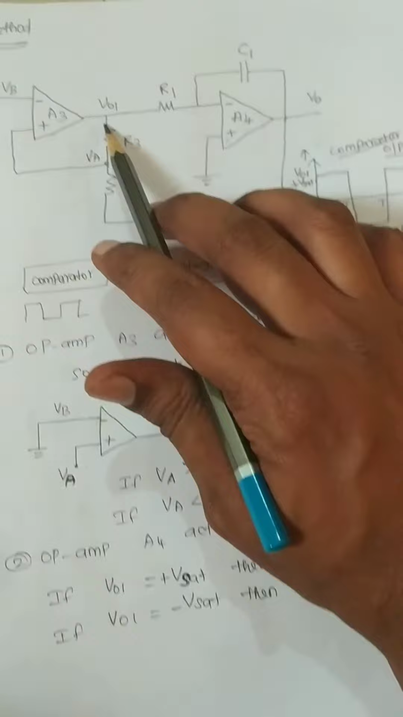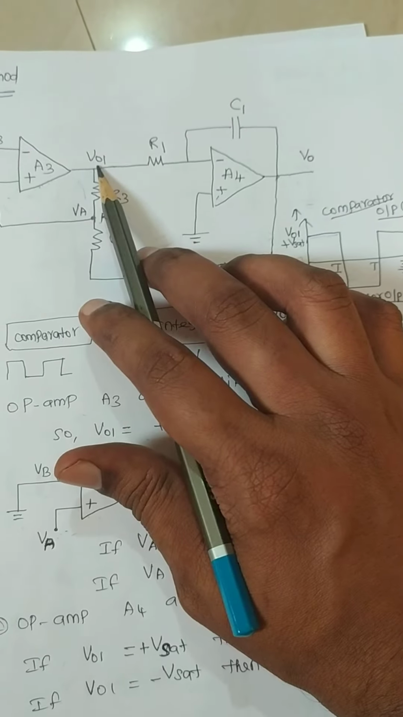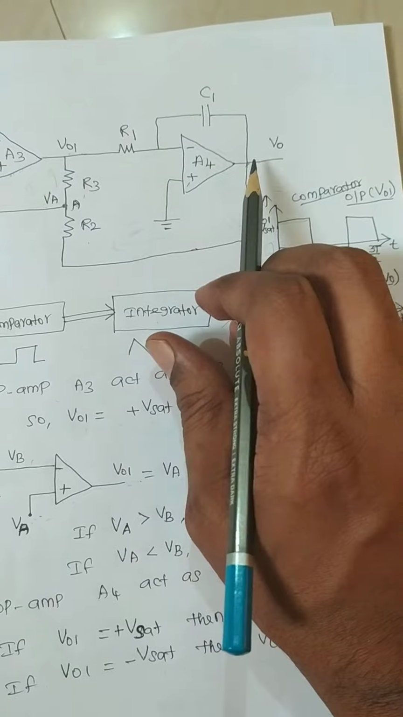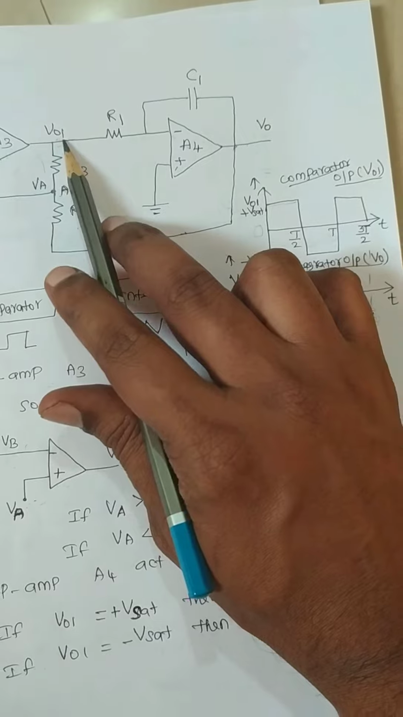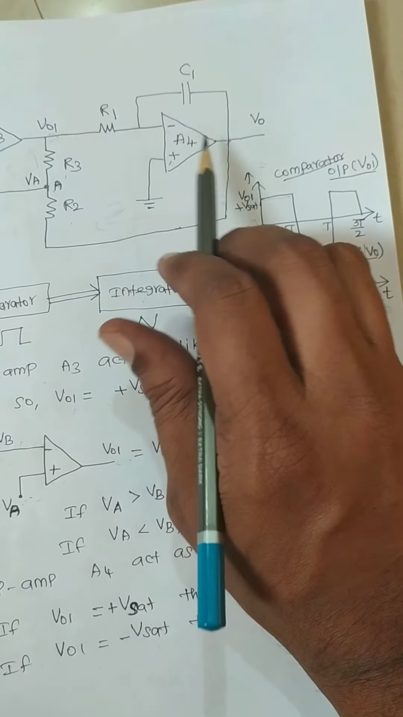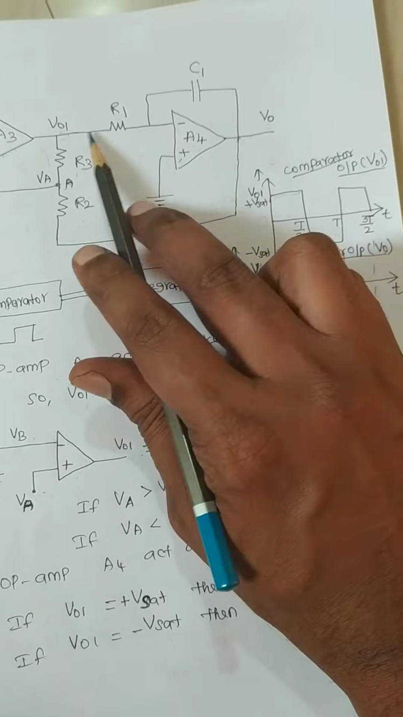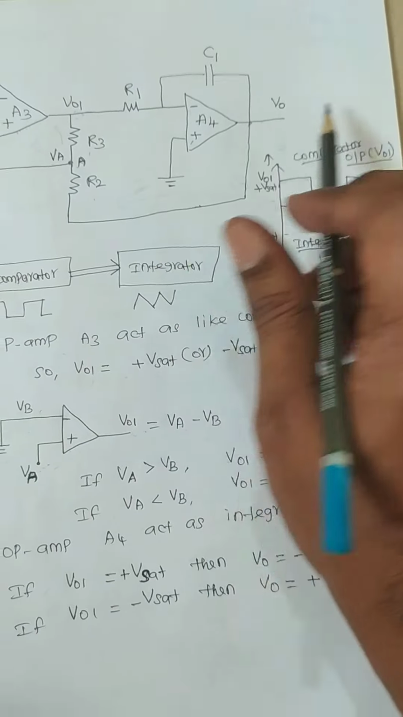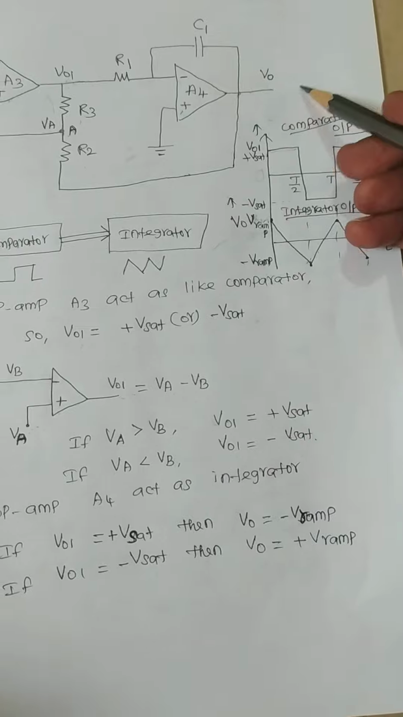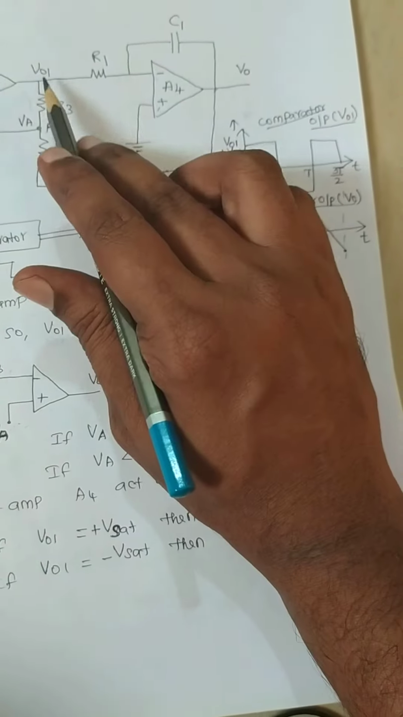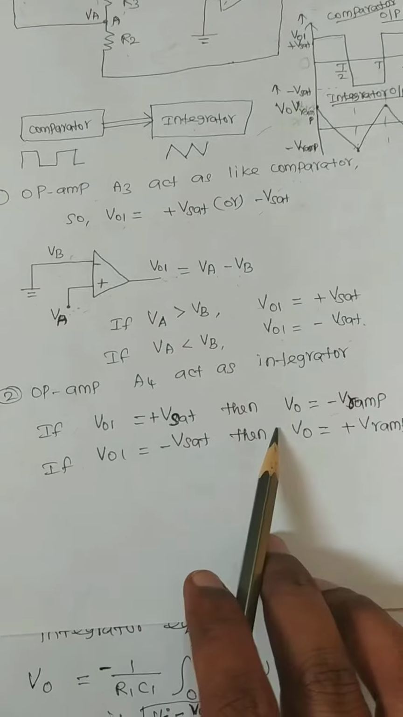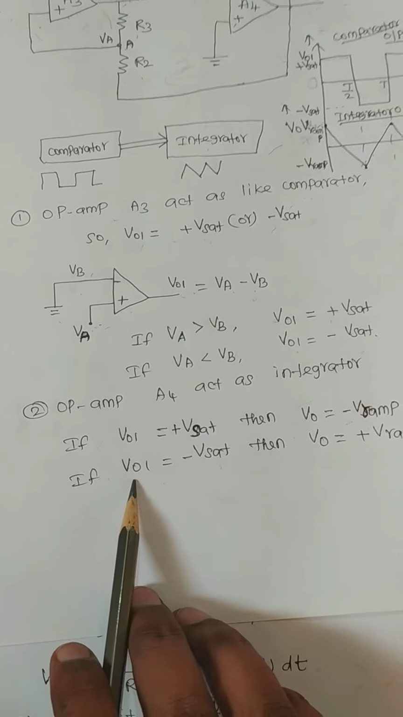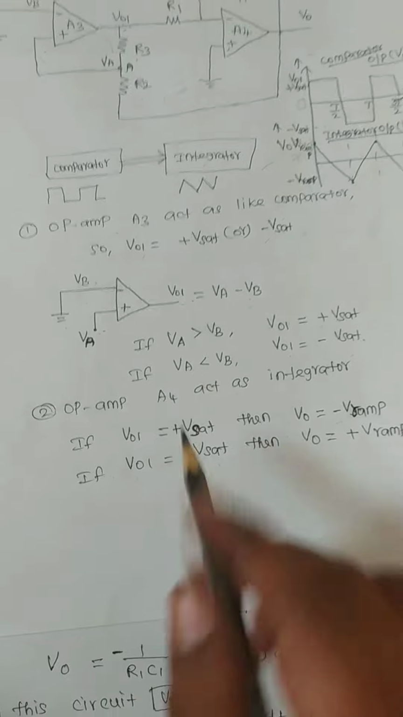V01 is the output of the comparator, and that is the input of the integrator. The minus terminal is the input for the integrator. V01 is applied to the inverting terminal. If plus Vsat is applied, V0 will be minus Vramp. If minus Vsat is applied to this input, you will get V0 as plus Vramp.